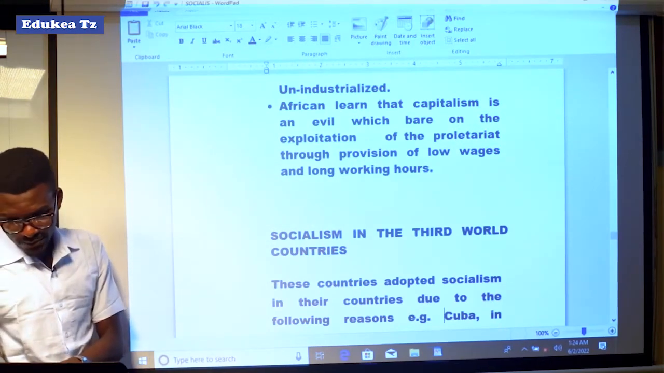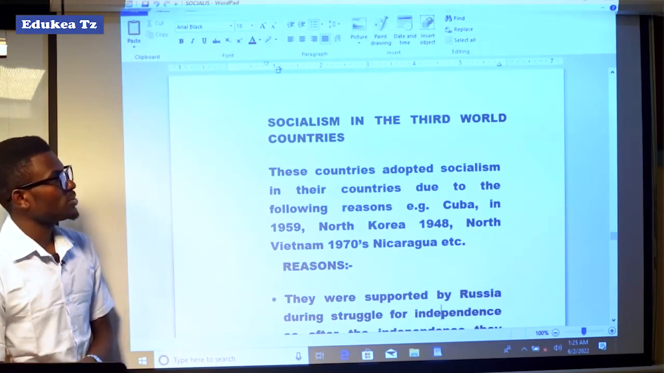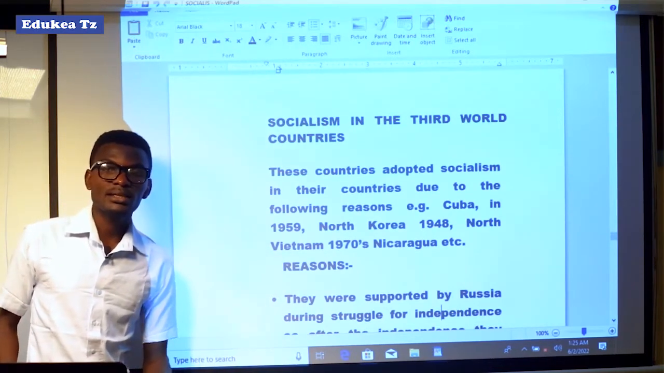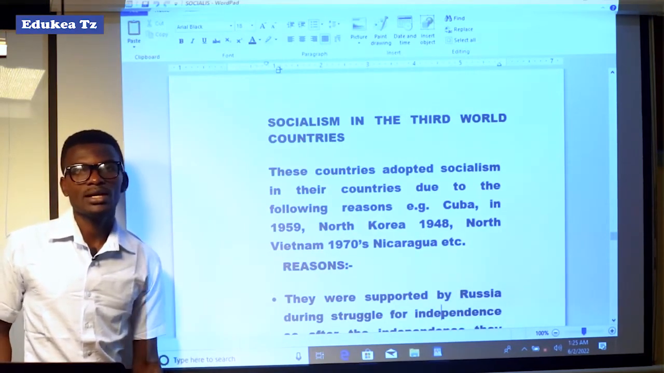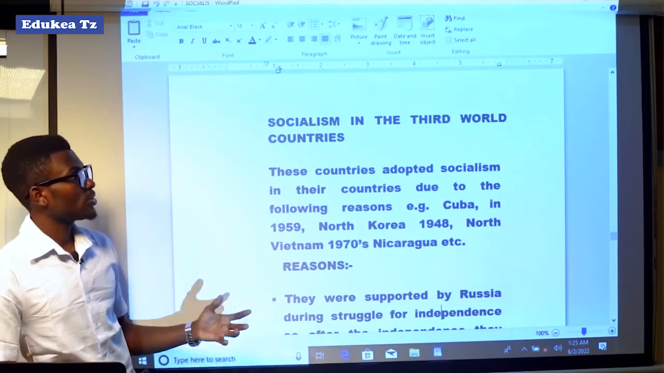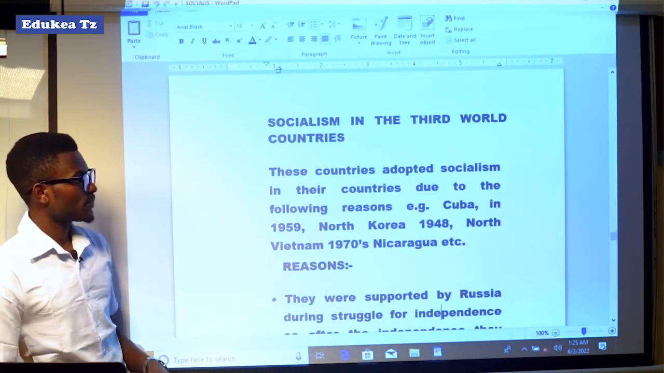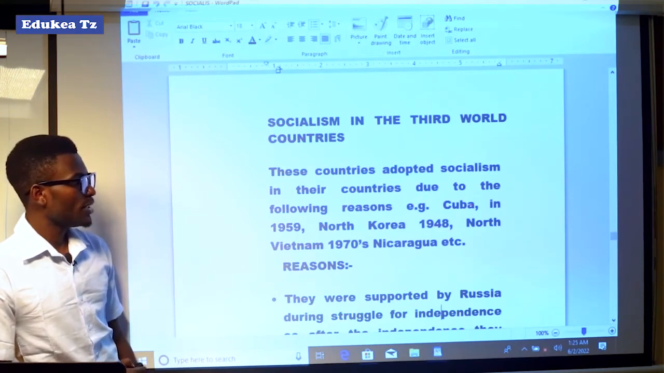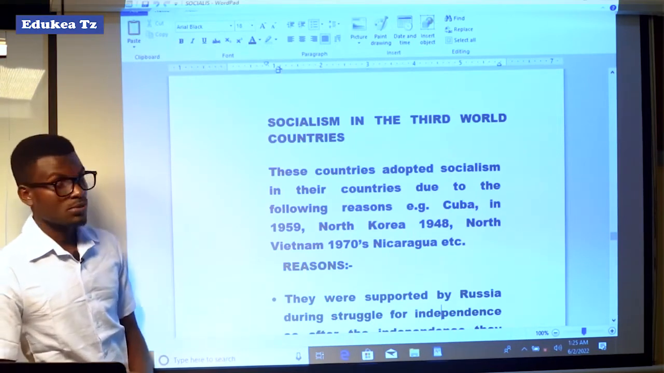So let us see socialism in the third world countries. It means that after the Russian Revolution, as socialism was studied in Russia, socialism spread to other countries, especially third world countries. So that's another subtopic which we are going to deal with: socialism in the third world countries. These countries adopted socialism due to the following reasons. For example, Cuba in 1959, North Korea in 1948, North Vietnam in the 1970s, Nicaragua, etc., adopted socialism.